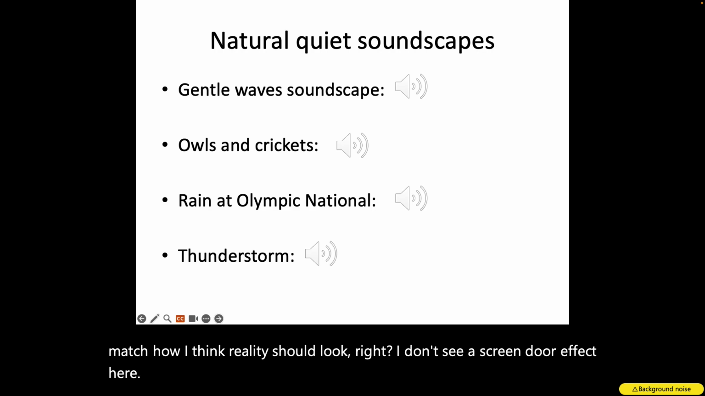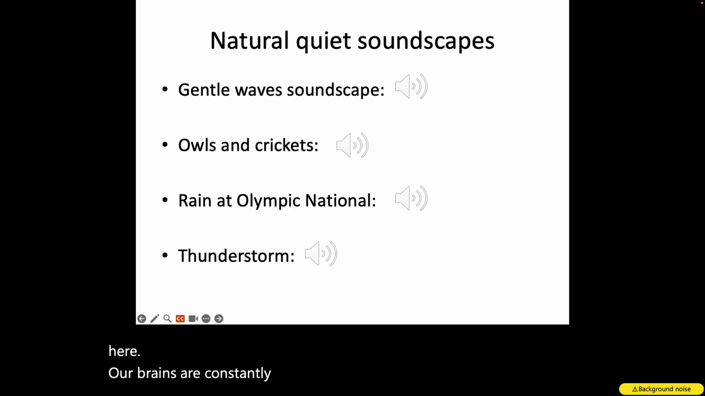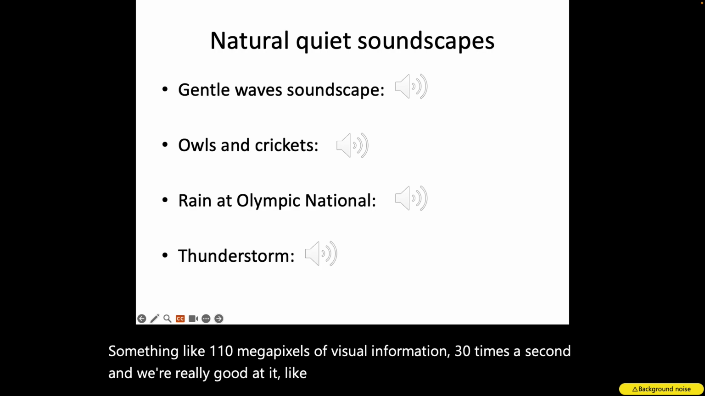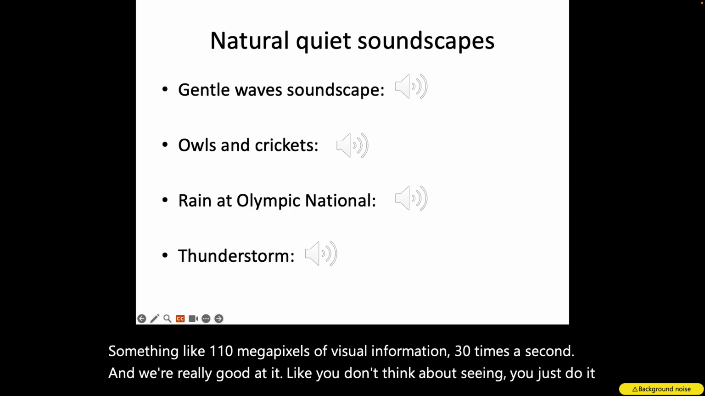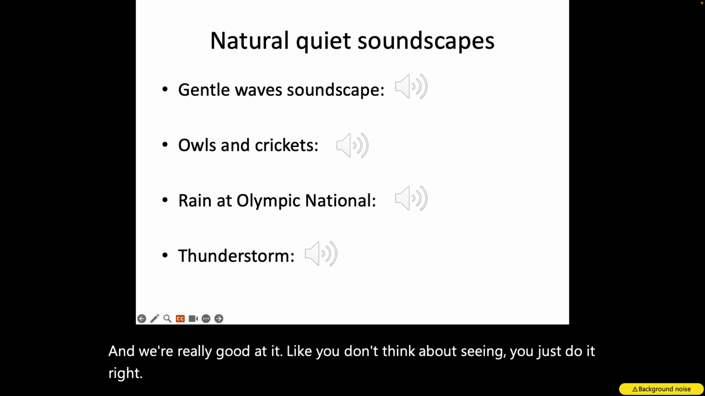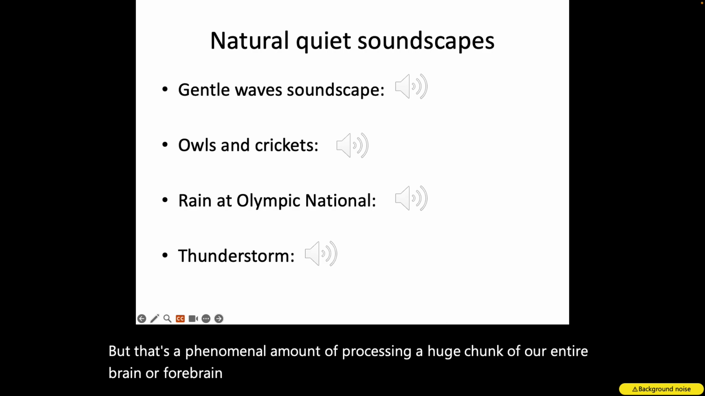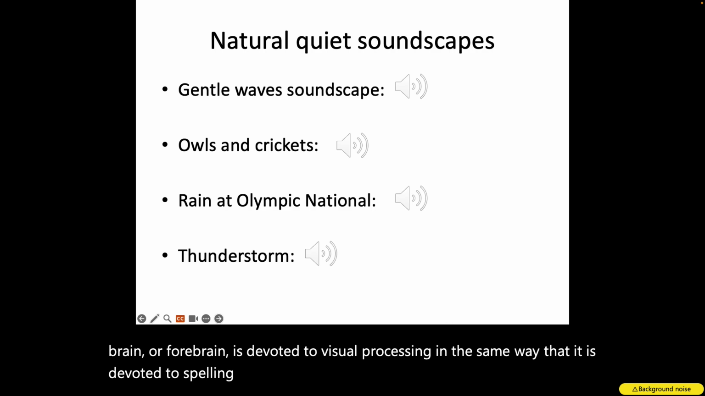Our brains are constantly intaking something like 110 megapixels of visual information 30 times a second. And we're really good at it. Like, you don't think about seeing, you just do it, right? But that's a phenomenal amount of processing. A huge chunk of our entire brain, our forebrain, is devoted to visual processing in the same way that it is devoted to smelling for most dog species, or dog breeds.